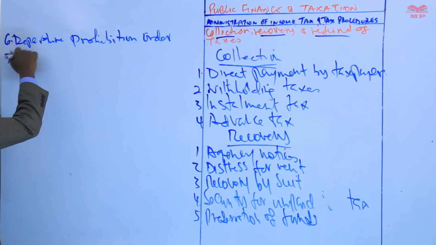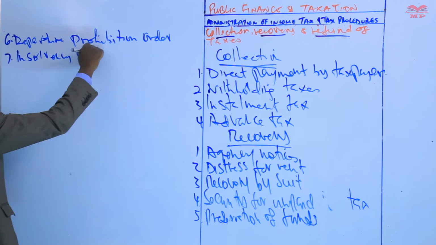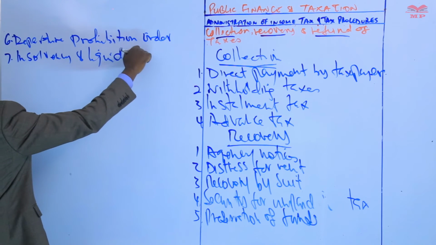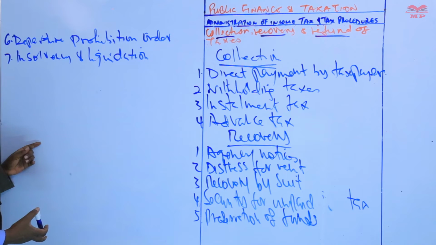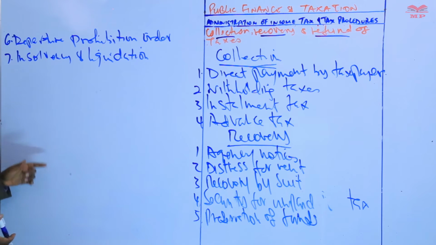7. Insolvency and liquidation. In cases of bankruptcy or winding up of a company, KRA's tax claims have a certain priority among the creditors. So if one is bankrupt and the assets are being liquidated, then the KRA may have priority over other liquidators.